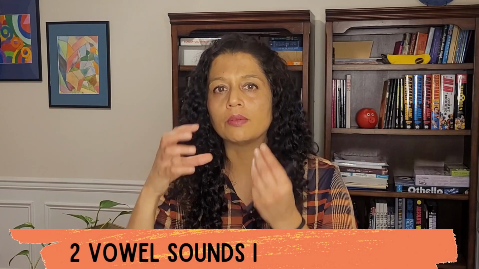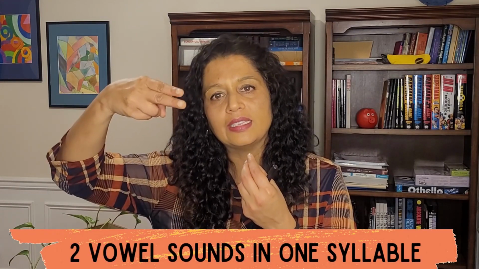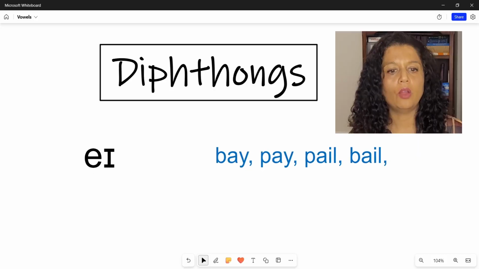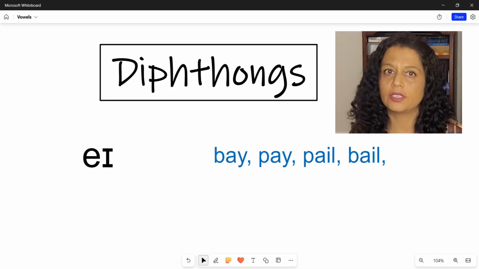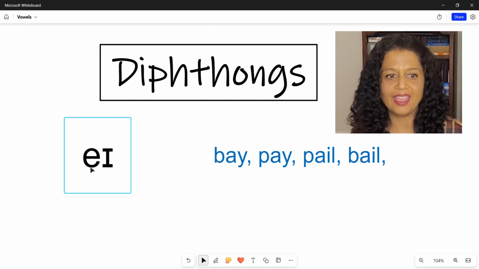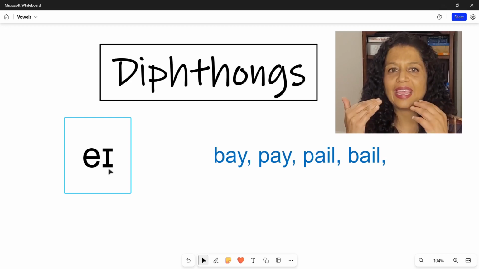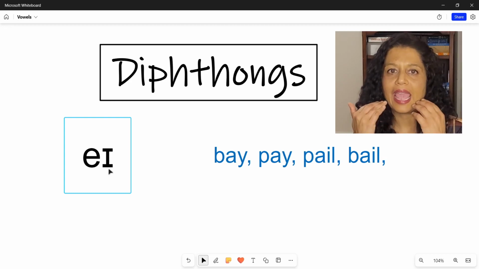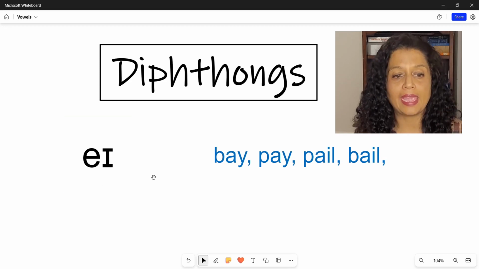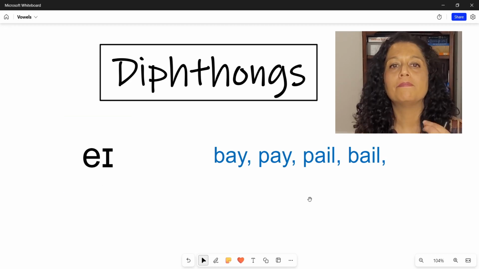Okay, what in the world are diphthongs? Diphthongs are essentially 2 vowel sounds that are used together. So your tongue essentially is making 2 vowel sounds consecutively within one syllable. Let me just show you what the diphthongs are and then we'll talk about them. So here is the first diphthong. It has the A and the I sound together, so your tongue is moving from A to E. The words would be bay, pay, pale, bail.